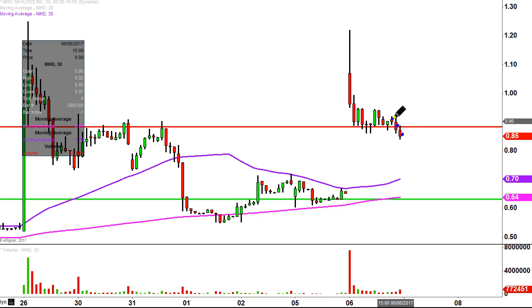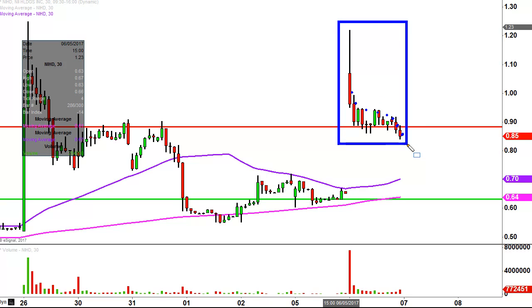Instead of each one of these candlesticks representing one day's worth of price action, which is what you would normally see, each one represents 30 minutes. So while this may look like several days' worth of time, it's actually just today's price action broken down into 30-minute time slices.